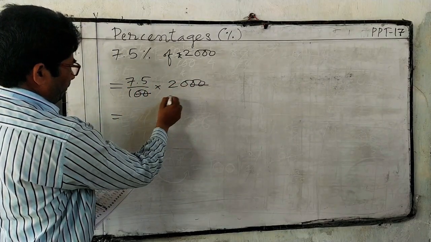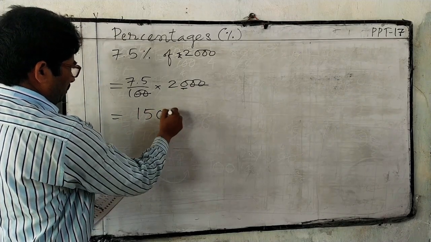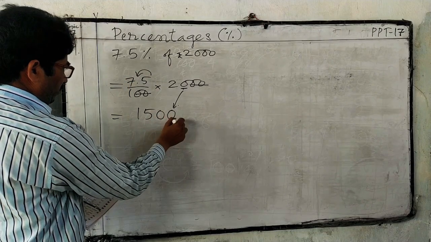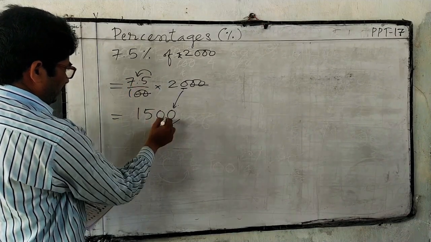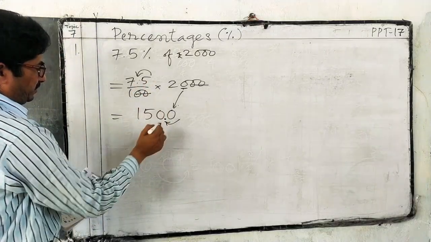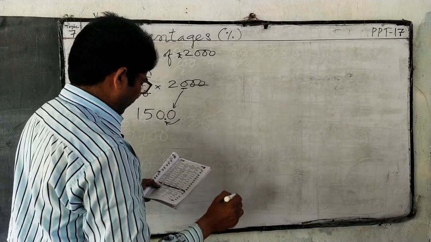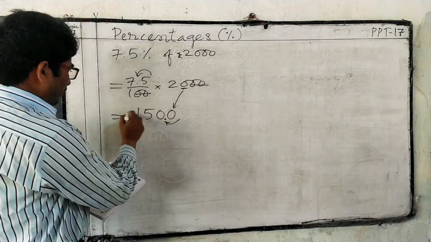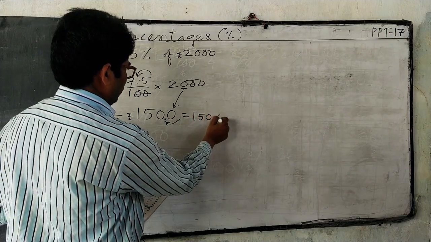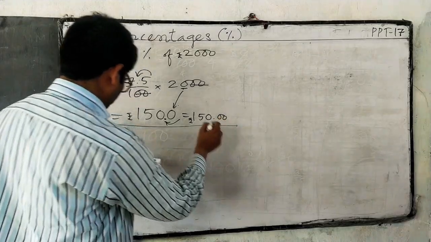75 twos are 150, and also write 10, this 0, then shift the decimal to the left by 1 place. Maintain 1 decimal place. So the answer is 150 rupees. We may keep 150.00 also. So the option is 3.